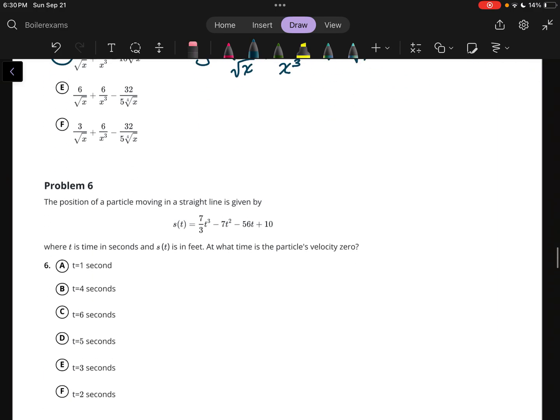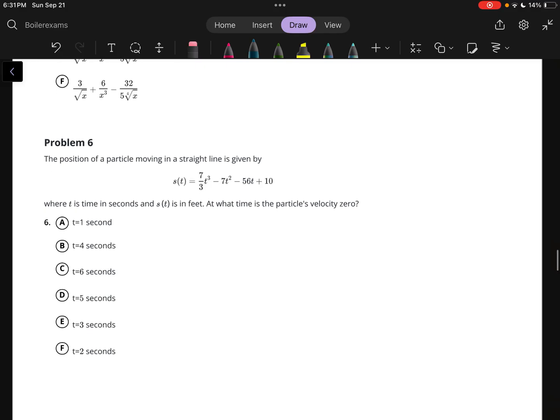Okay, question 6. Question 6 says the position of a particle moving in a straight line is given by s of t equals 7/3 t cubed minus 7t squared minus 56t plus 10. At what time is the particle's velocity 0? So first, they want us to find the moment at which the particle's velocity is 0, which means we need to solve for velocity.